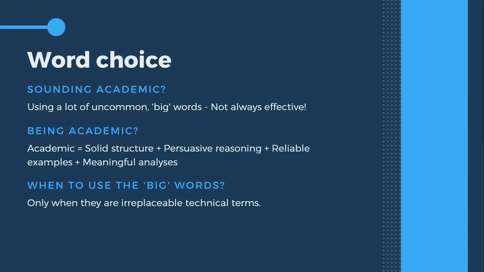And sounding academic is not necessarily the same as being academic in your writing. Being academic in your writing means that your writing needs to have a solid structure, solid outline. You need to have persuasive reasoning for your arguments. You need to have reliable examples to support your reasoning, and you need to have meaningful analysis adding up to all of that. So being academic is more important than just sounding academic.